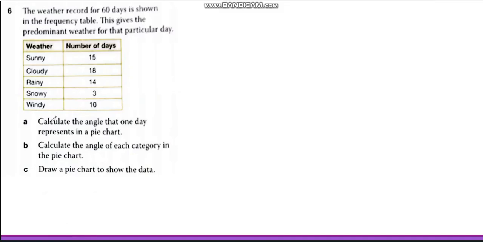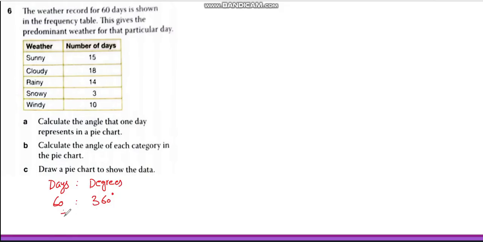In part A, they want us to calculate the angle that one day represents in a pie chart. So for that purpose, we can write the ratio of the days and degrees. We know that there are a total of 60 days that we can represent in a 360 degrees pie chart. So by using this ratio, we can easily find the degrees which will represent one day.